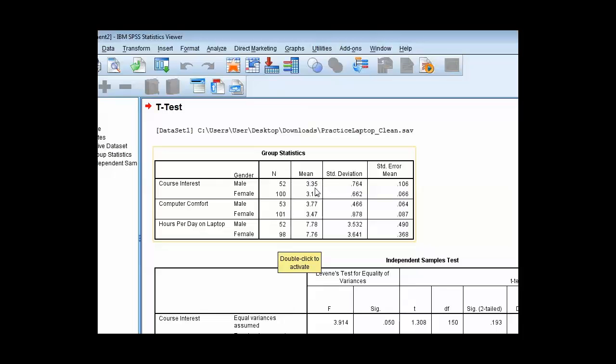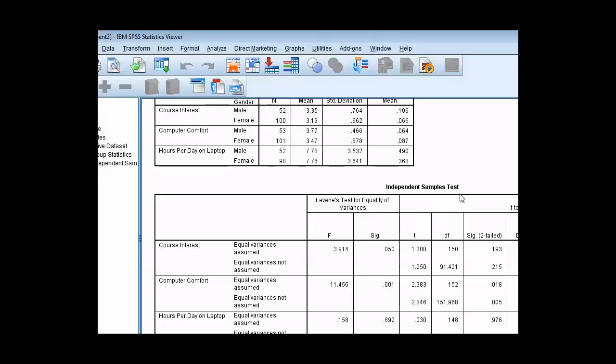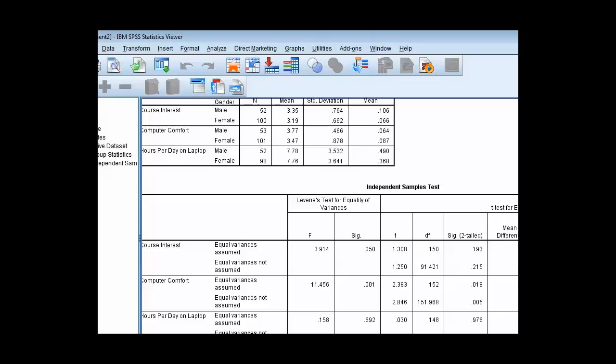So then we move along. We have the mean, 3.35 here, and 3.19, 3.77, 3.47, 7.78, 7.76. Even visually, that looks really close, doesn't it? And then we have the standard deviation. All right, and that's actually important, the spread of values. Because when we go down to this chart here, we have the results of our analysis. And so let's see what that says here.